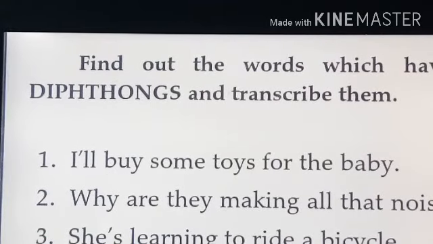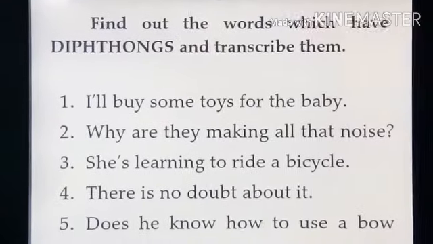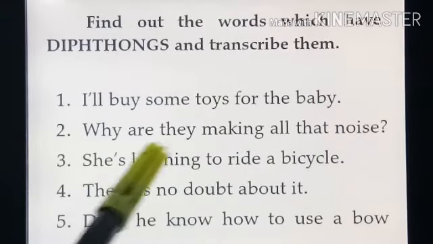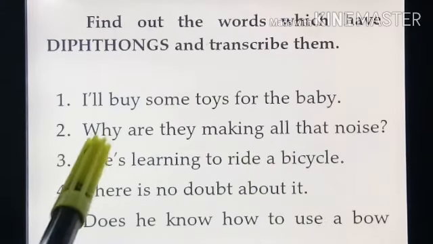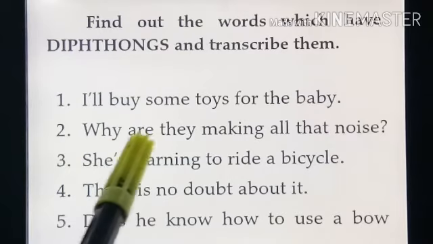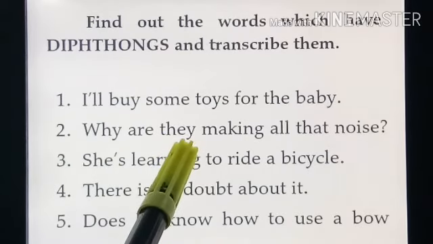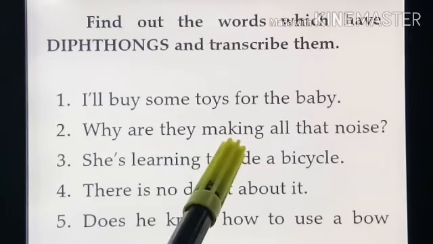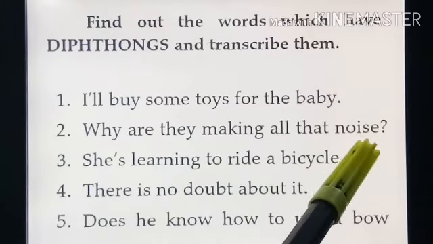See how important diphthongs are in the usage. Next, the second one is: Why are they making all that noise? Why, I is there. They, A is there. Making, A. Here is a diphthong, and here is a diphthong, that is noise, I.